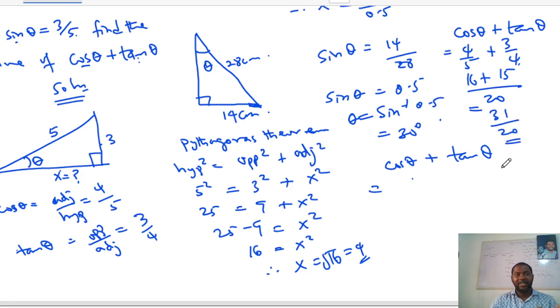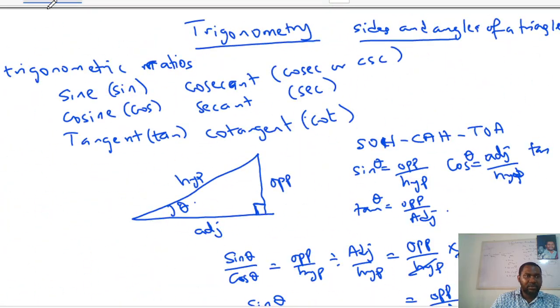So these are the kind of questions that you should expect. Okay, can be anything. You can be asked to find, let's say, 2 cos theta. It means 2 times whatever cos theta is, 4 over 5, which is 8 over 5, and so on and so forth.